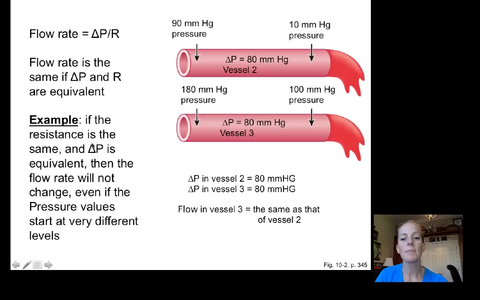Now, let's make the delta P equivalent. So if we look at from 90 to 10, a delta P of 80, and 180 to 100, even though this is very high pressure, 180 to 100, the delta P is the same. The flow rate in these vessels will still be the same, okay? Because it's ultimately the pressure gradient, or the change in pressure, that matters to the total flow rate, okay?